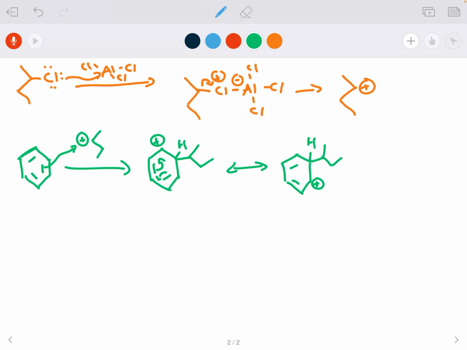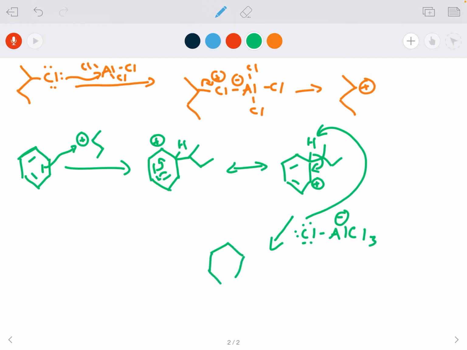With that, and now to reform my catalyst, my chloride will react with the hydrogen, and then the electrons from the carbon-hydrogen bond return to the ring. And I have my final product of the reaction. So great way here to form a new carbon-to-carbon bond.